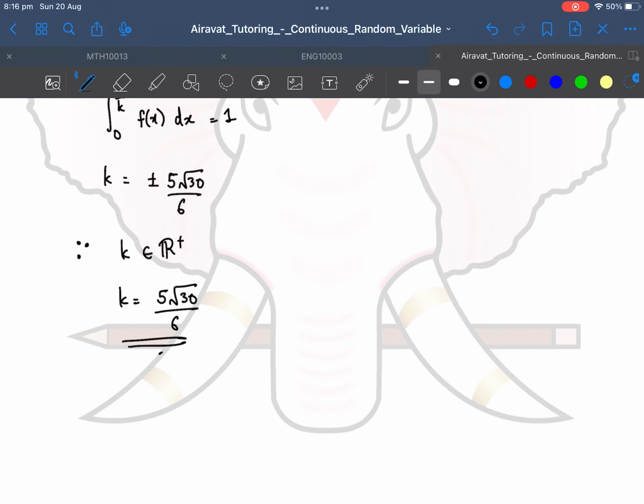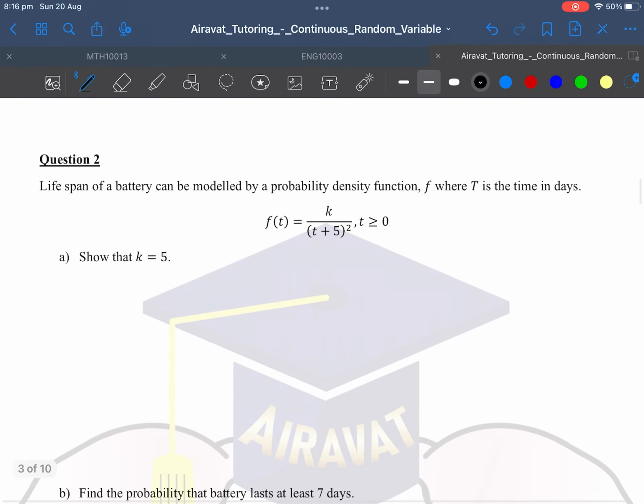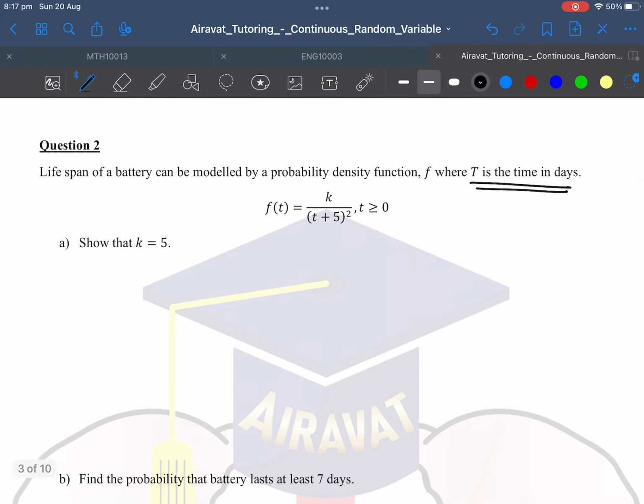Okay, let's move on to the next question. Alright, the lifespan of a battery can be modeled by probability density function f, where t is time in days. Again, our variable, continuous random variable, is already defined, so that's pretty good. If it wasn't defined, you must define it and then continue. Okay, alright, very good. Now show that k is equal to 5.